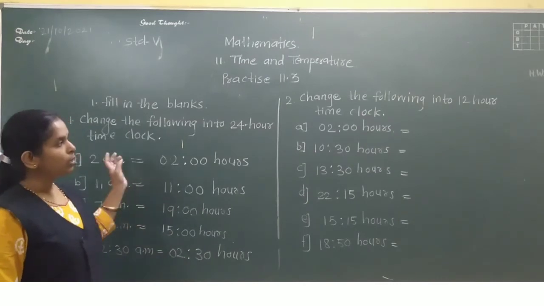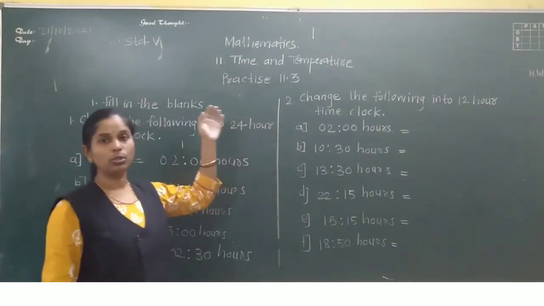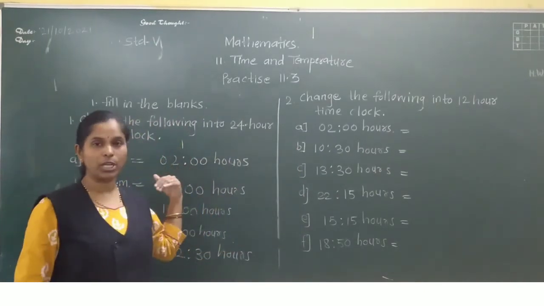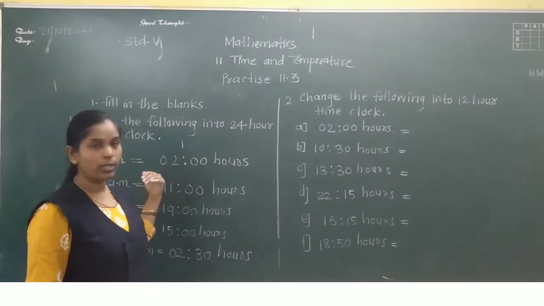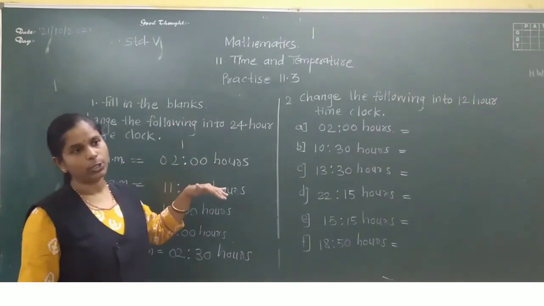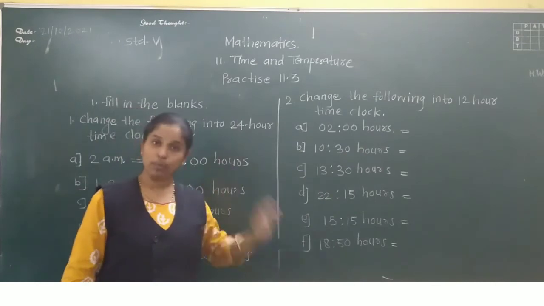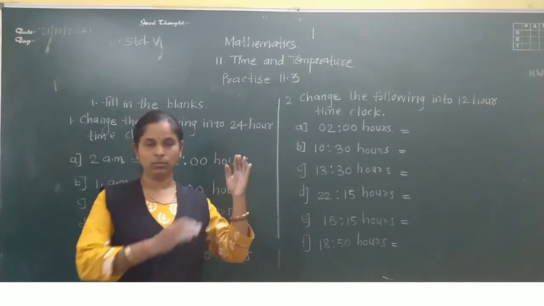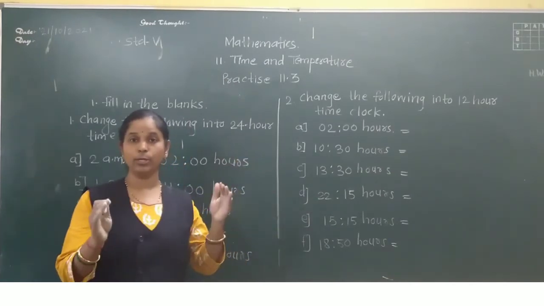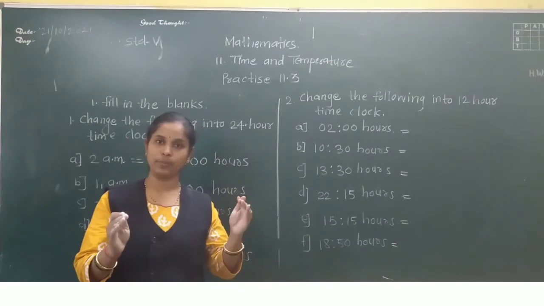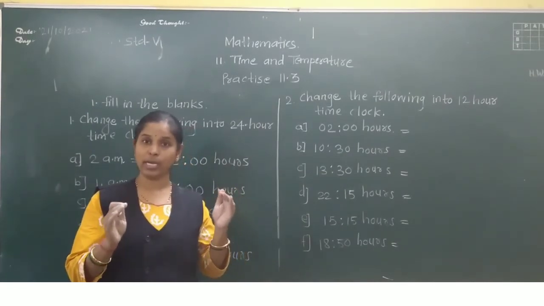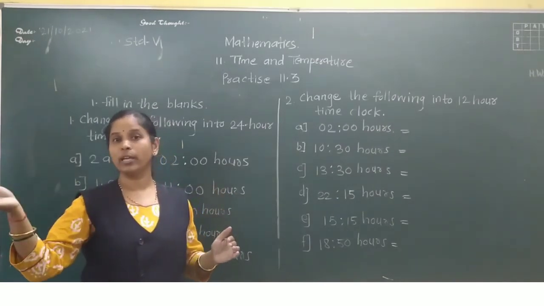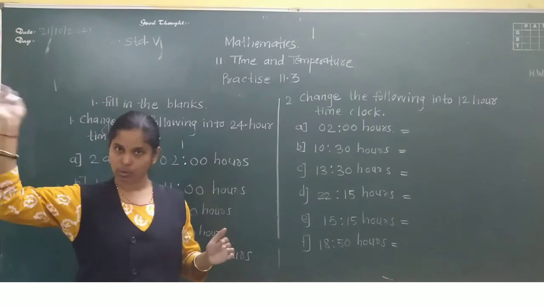Understood? Next, change the following into 12 hours. Now here the 24-hour clock time is given, and we have to change it into 12 hours. Earlier, the 12-hour time was given and we converted it into 24-hour. Keep in mind, in 24-hour, the numbers from 1 to 12 show AM, anti-meridian, the morning time, and post-meridian is indicated by the numbers 13 to 24.